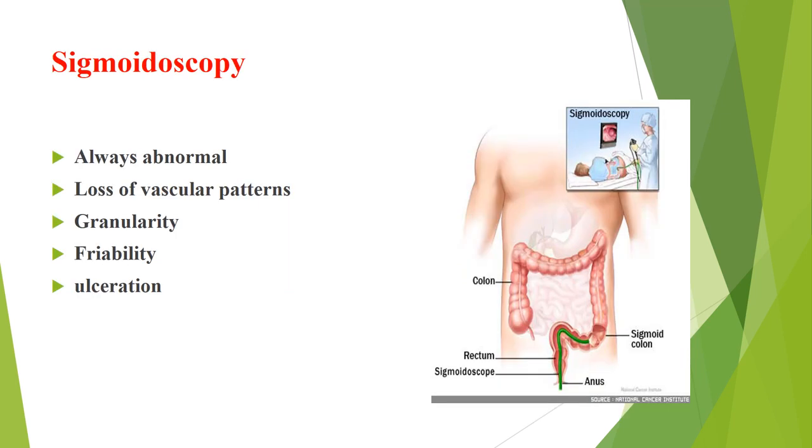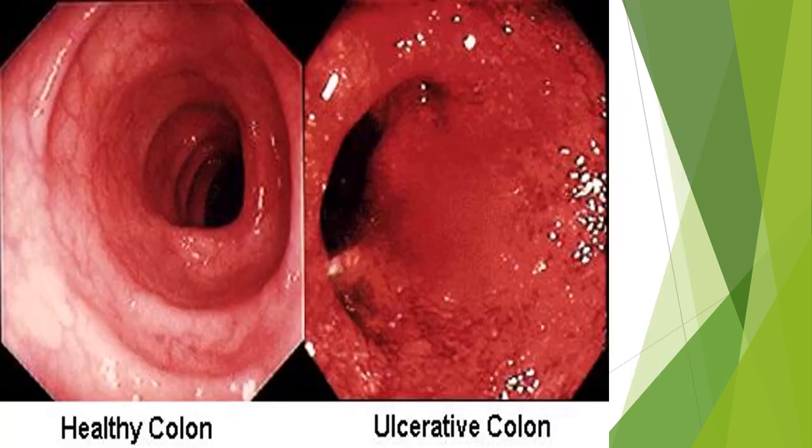Sigmoidoscopy is also abnormal: loss of vascularity pattern, granularity, friability, and ulceration. Sigmoidoscopy is used for those patients who have the disease limited to the rectum and the sigmoid. While if we suspect that the patient has involvement of the whole colon, we use what we call a total colonoscopy. These are the pictures.